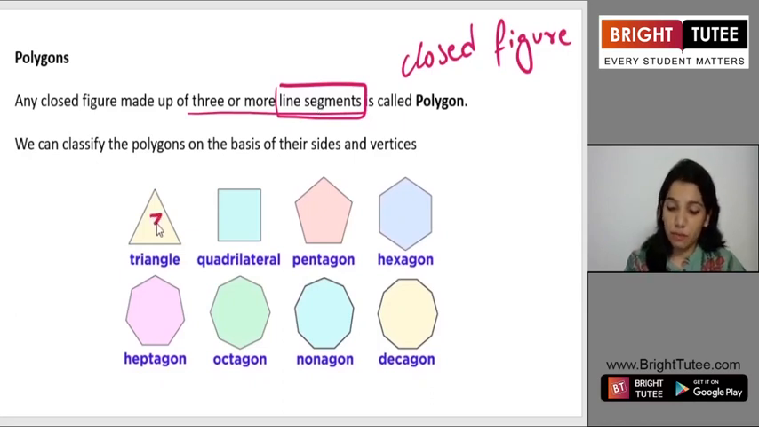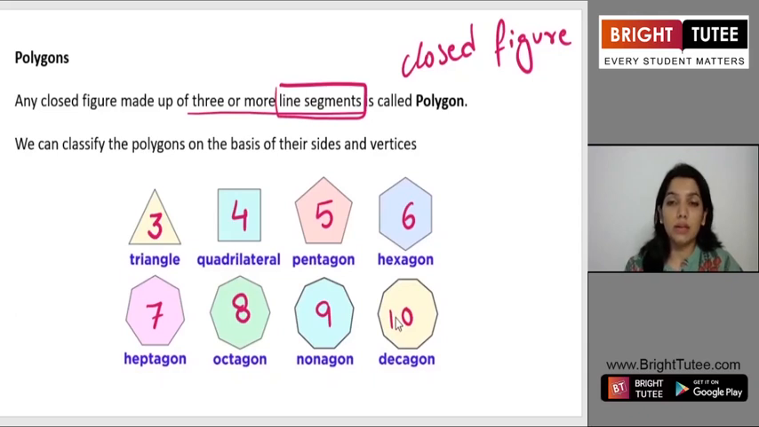So starting from this shape which is made up of 3 sides called triangle, then we have got 4 sides for quadrilateral, 5 sides for pentagon, then 6 for hexagon, then we have got 7 for heptagon, then we have 8 for octagon, then we have 9 for nonagon, and then we have 10 for decagon. Decagon as in decade. Decade stands for 10 years, so decagon stands for 10.